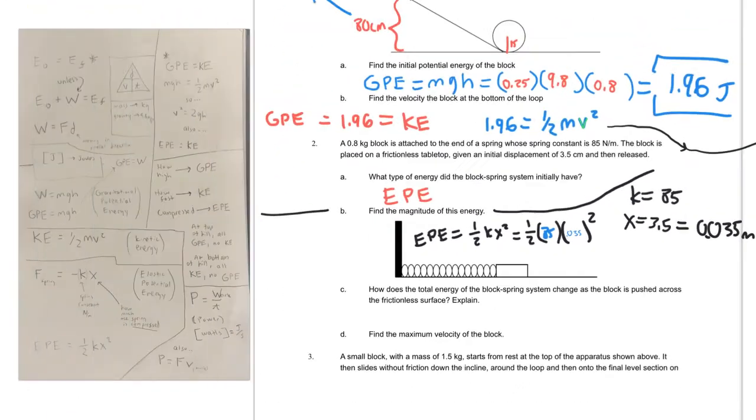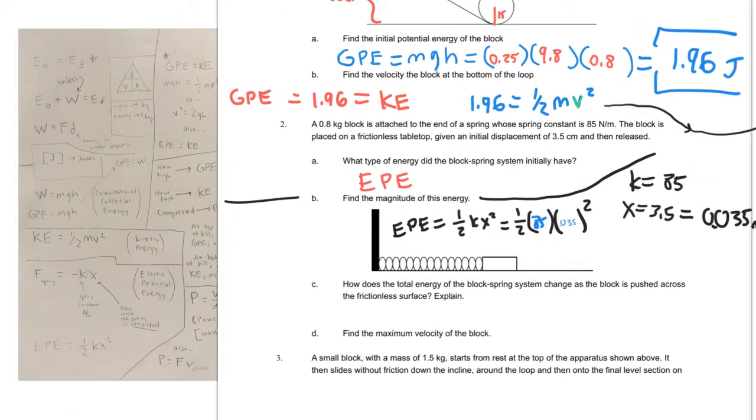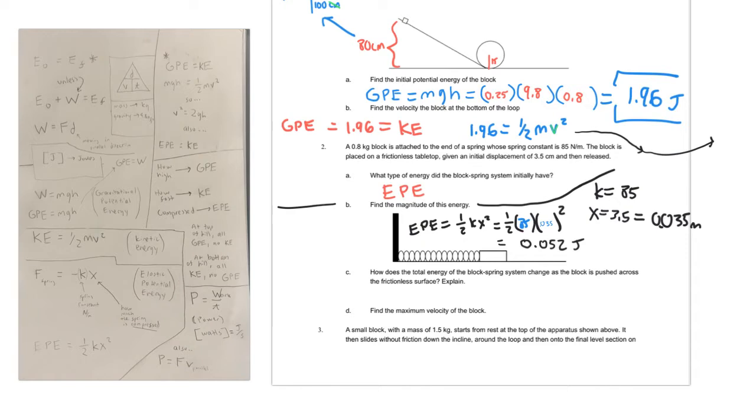And at that point, you are indeed ready to simply plug that into your calculator, and you would get, as a result, 0.052. Now that's going to be joules, because once again, that's energy, okay? So that is that one.